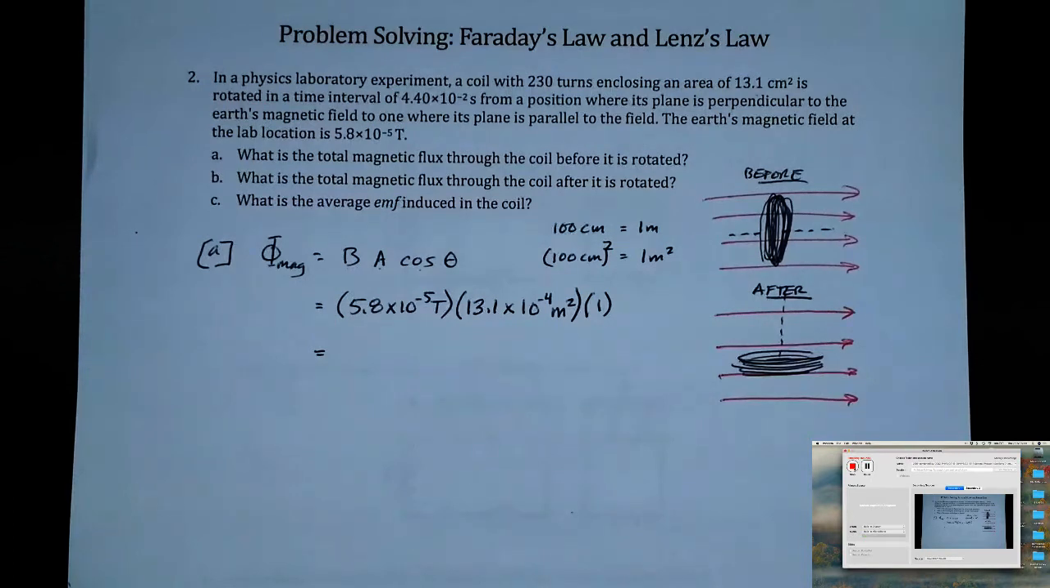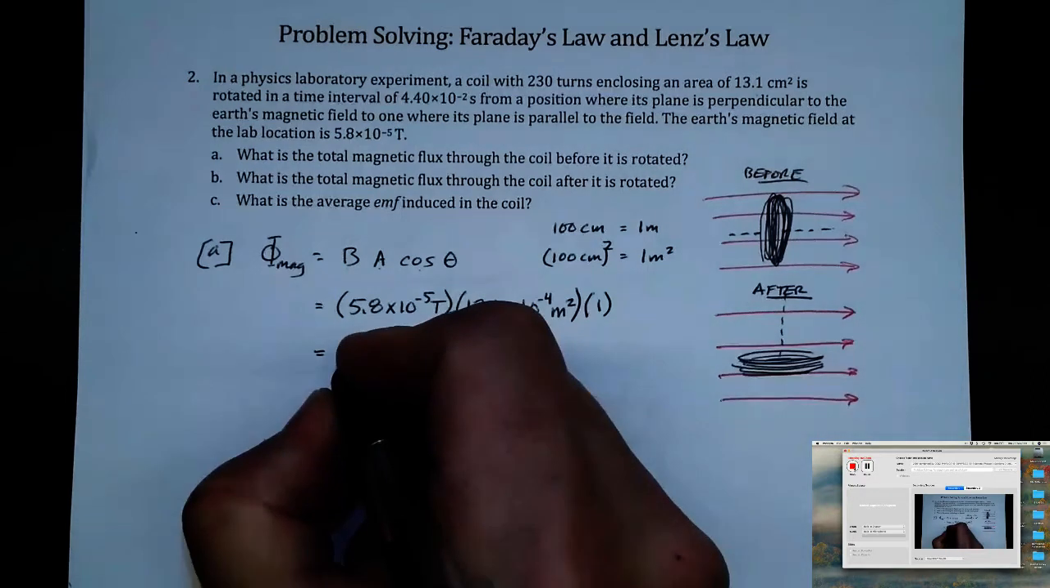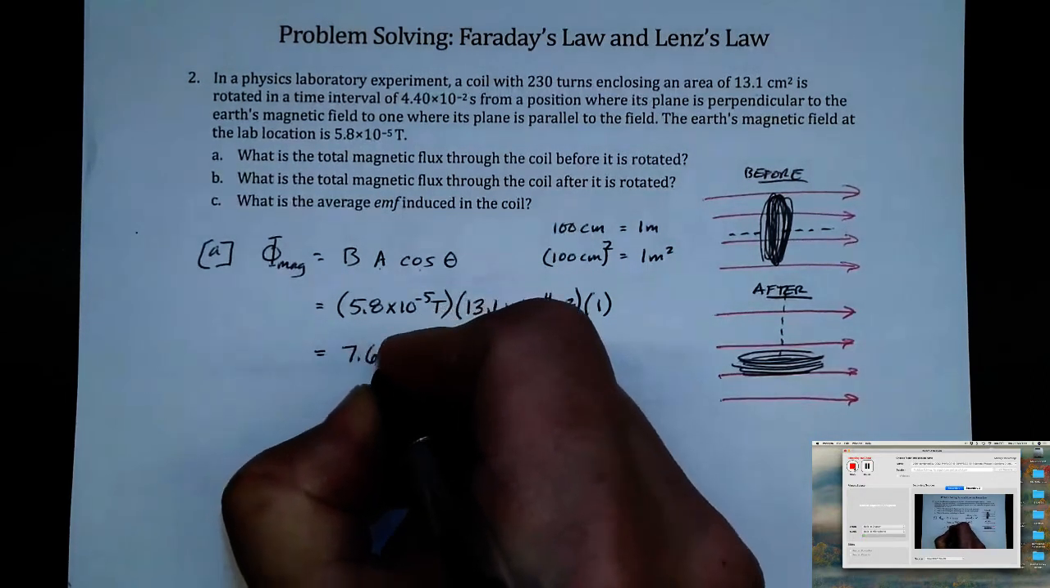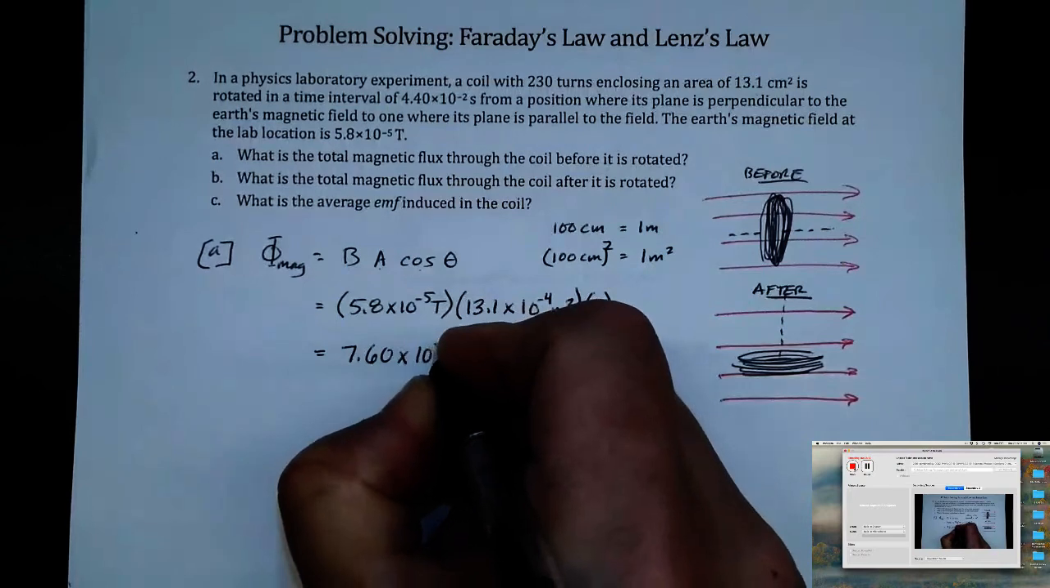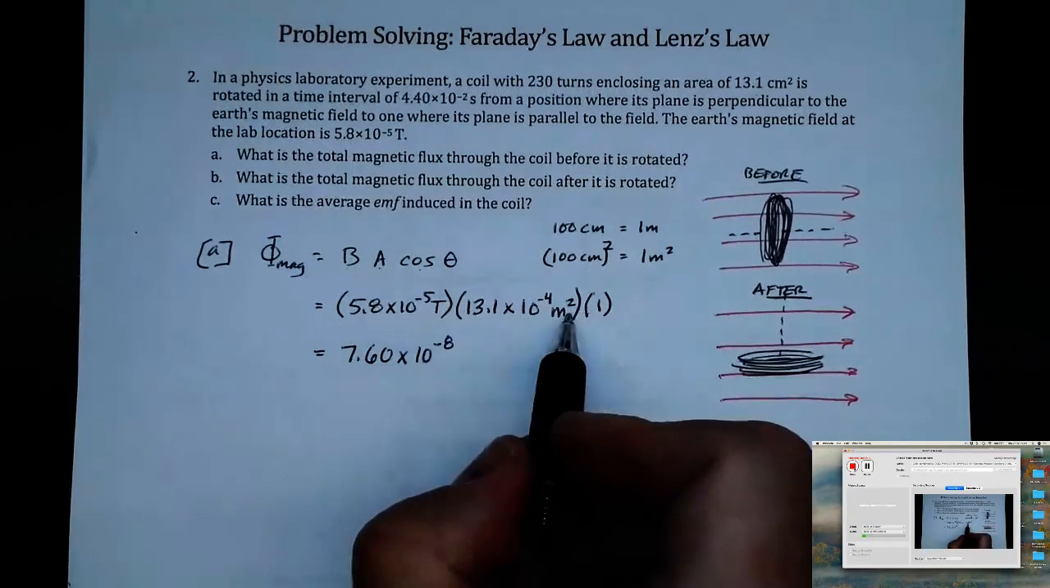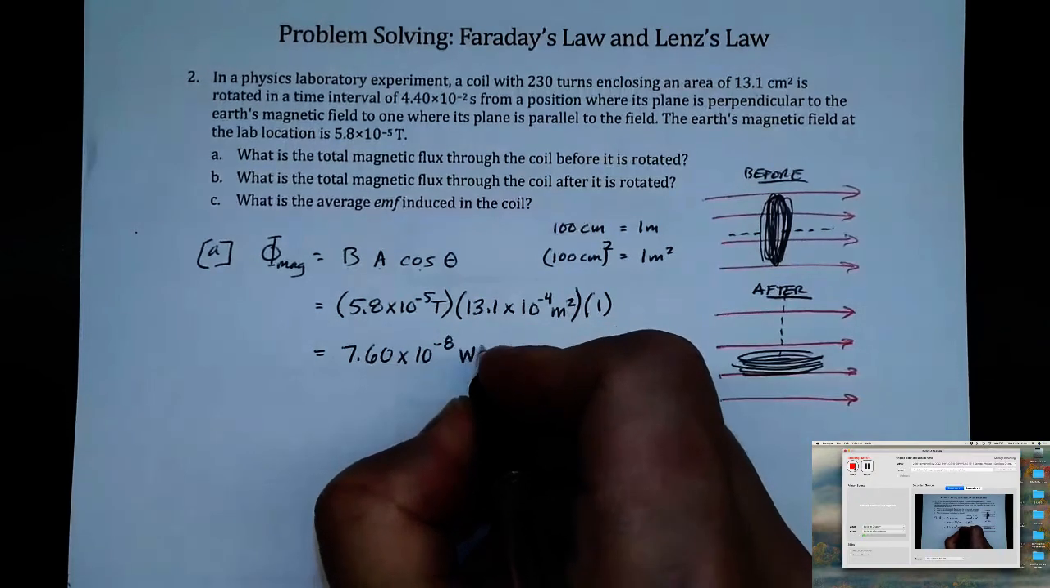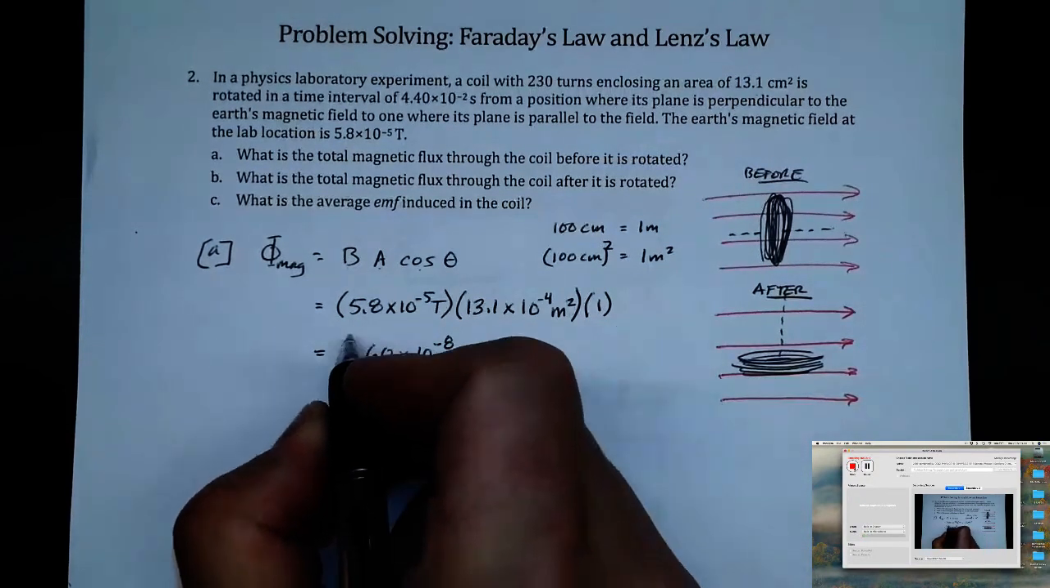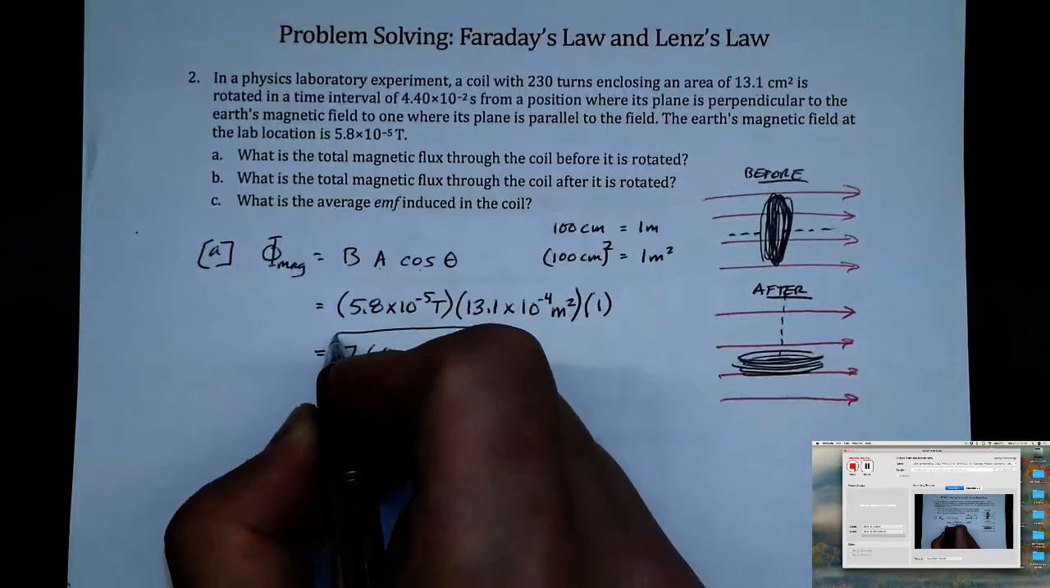that makes a fairly small number for the magnetic flux. I get 7.6 times 10 to the negative 8, and the units of flux are Tesla meters squared, but that is also, as the book points out, a Weber. So I'm going to use Webers for my units here.